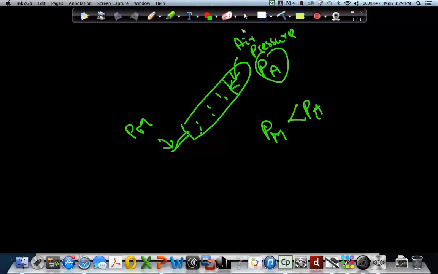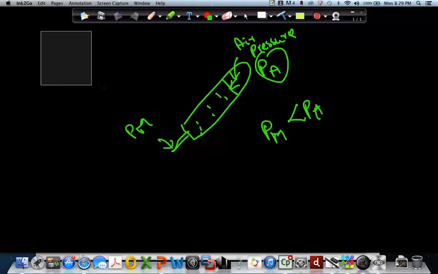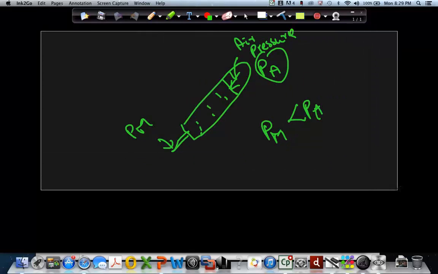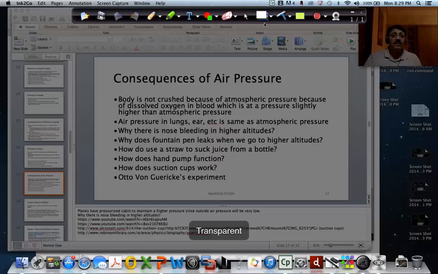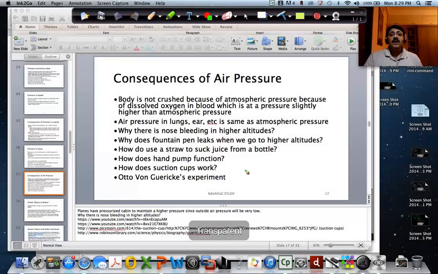Interesting, right? So all these issues start happening because of pressure. Another consequence of physics. Another principle, right? Suction of juice from a cup we have already seen. Hand pump, I will explain hand pump, right?